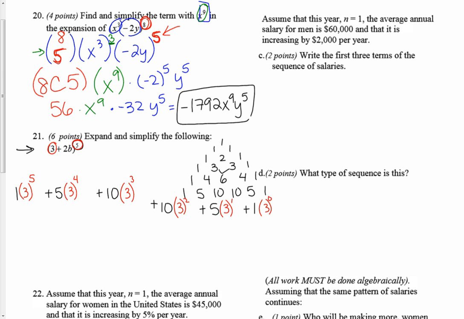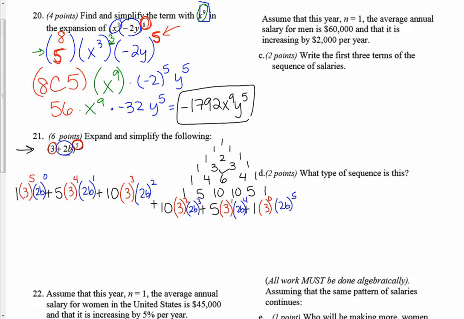Next, I have a 2b. I have to be careful if this is negative. I need to put that in if it's subtraction, but this one isn't. So I'm going to start out with no 2b's. Then I'm going to have 1 2b. Then I'm going to have 2 2b's. Then I'll have 3 2b's and 4 2b's. And my final term will get all 5 of the 2b's. Last, I just need to put these things together.